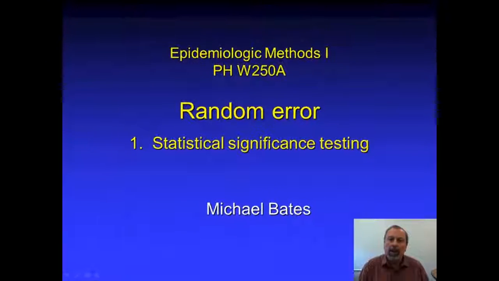As you all know, epidemiologists and biostatisticians work very closely together. So we need to have some understanding of each other's discipline. So this is the first of three short talks on random error, three aspects of random error, and it's the closest we come in this course to talking about statistics.